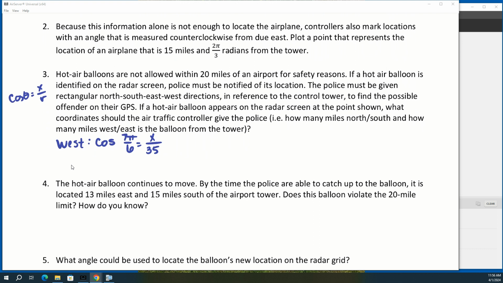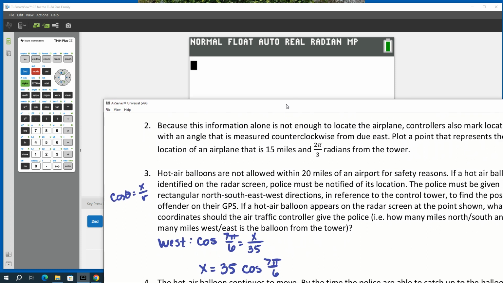All right, so just remember that if something is in the denominator you don't want there, you can multiply by it. So x is going to be equal to 35 times the cosine of 7 pi over 6. All right, now I am going to use a calculator to do this. We are going to do a whole lot of stuff without the calculator today, probably most everything, but I just want to do this real quick.